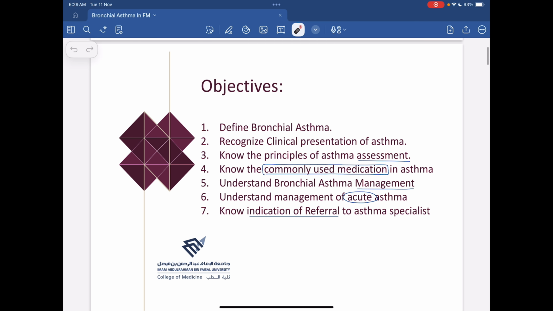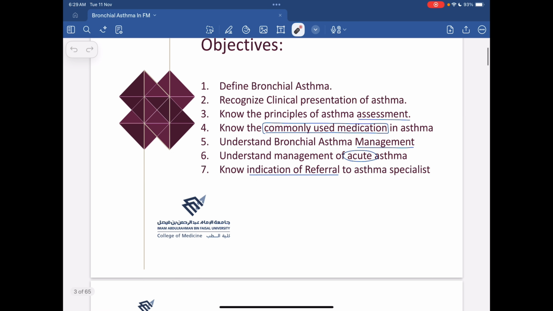So our objectives: define bronchial asthma, recognize the clinical presentation of asthma, know the principles of asthma assessment, know the commonly used medications in asthma, and this is the most important, honestly, understand bronchial asthma management and the management of acute asthma attacks, and know the indications of referral to an asthma specialist.